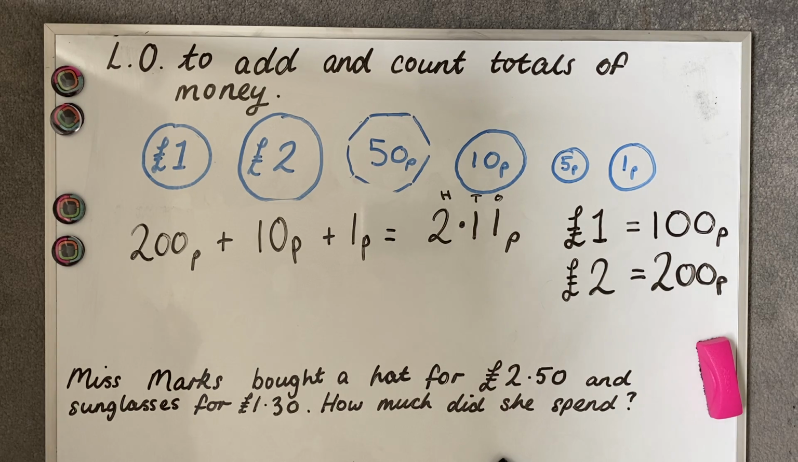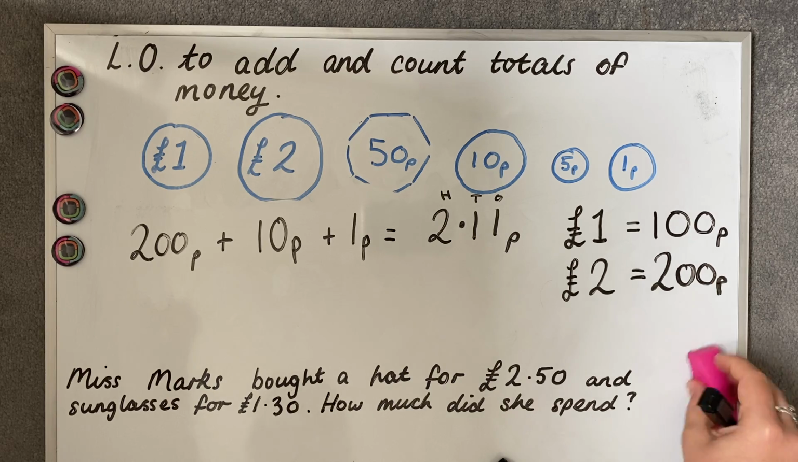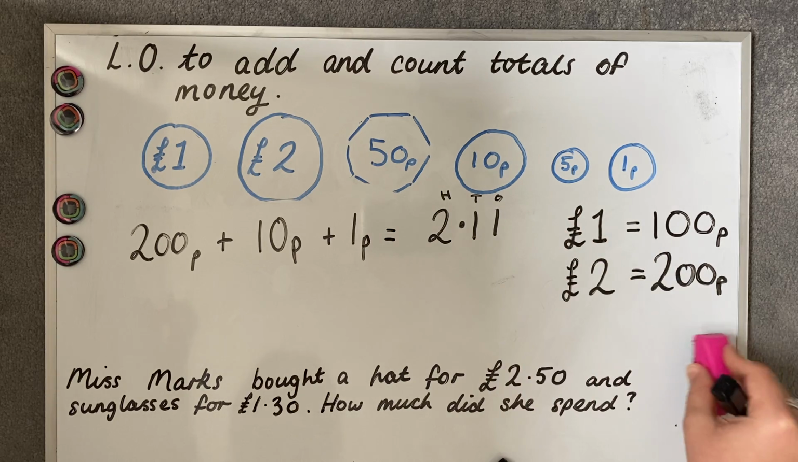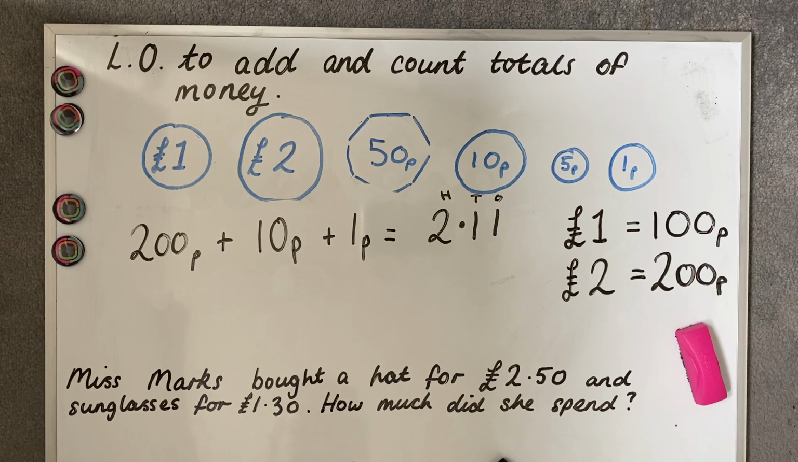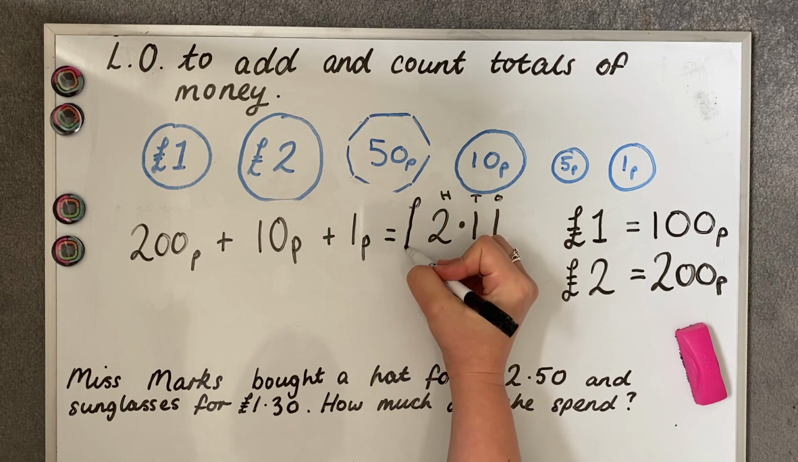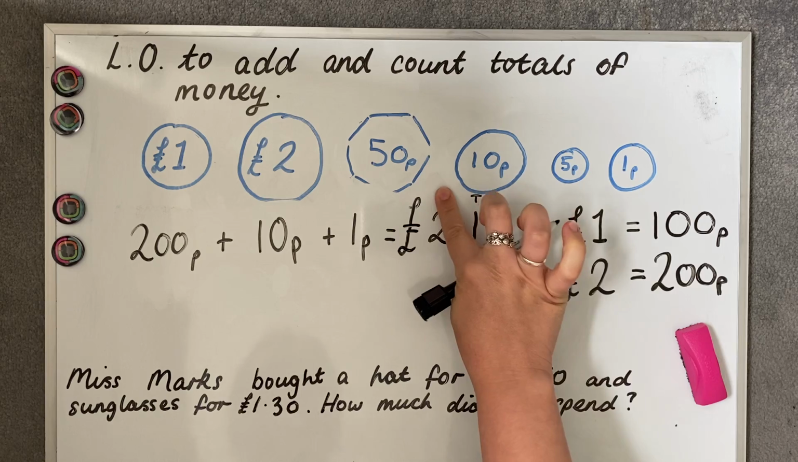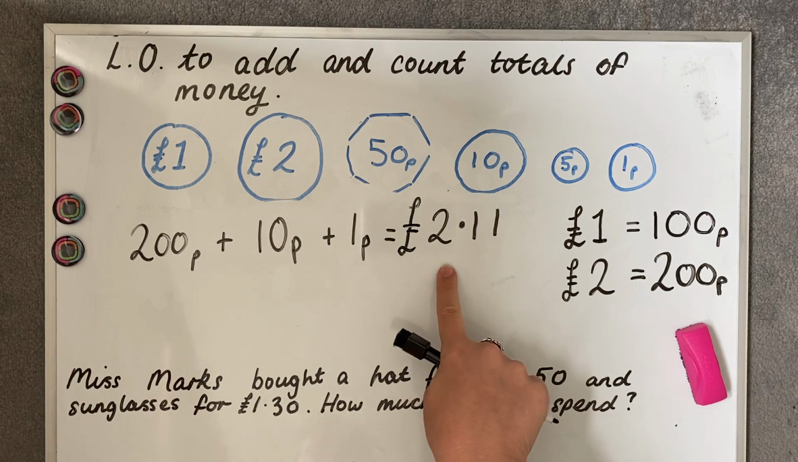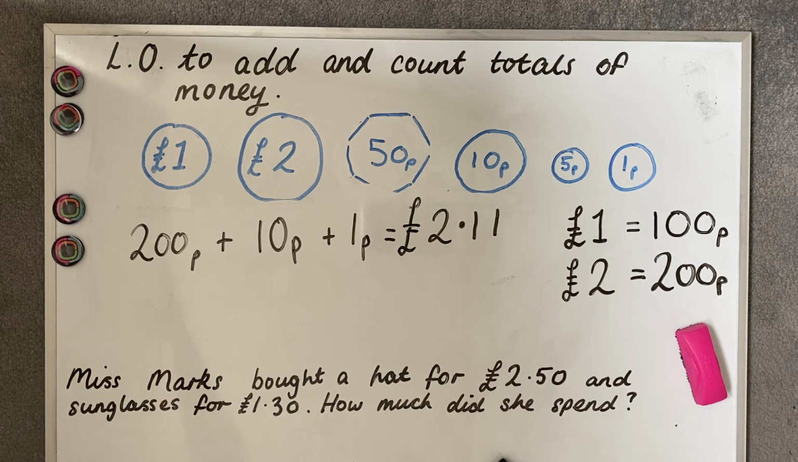What do we need to do next? There's something that we need to get rid of, isn't there? We get rid of our p. And what do we add? We add in our pound sign. And what have we now got? £2.11.